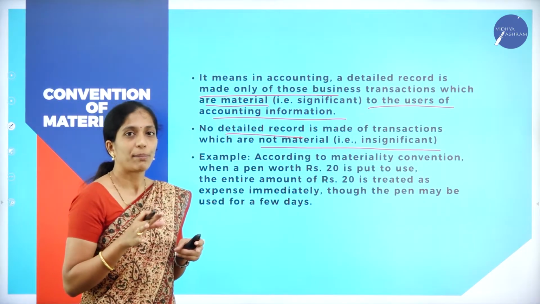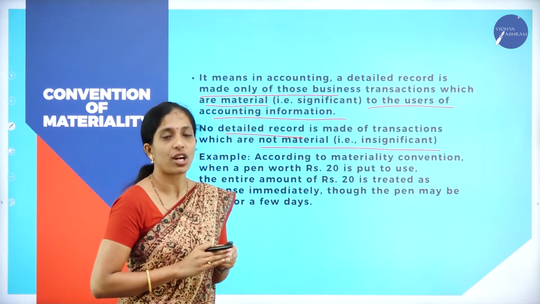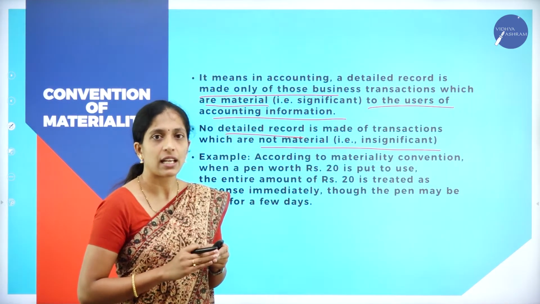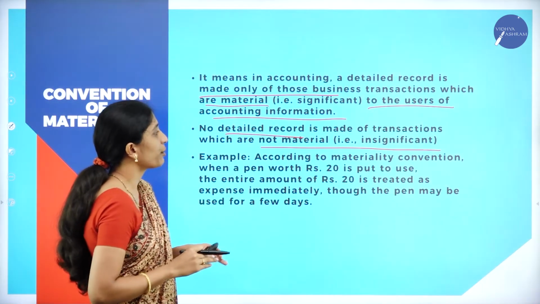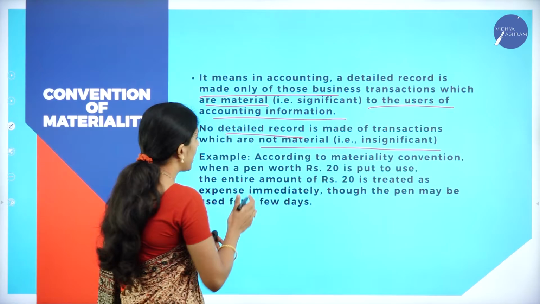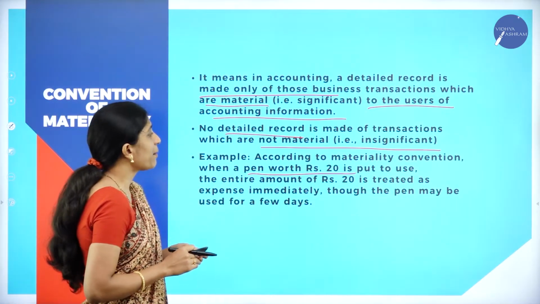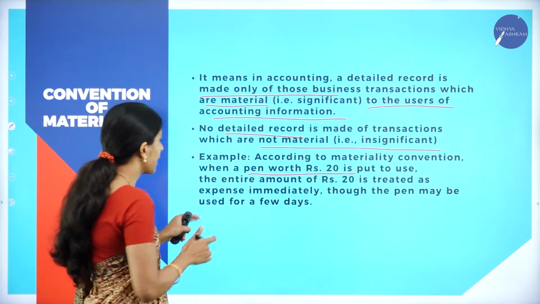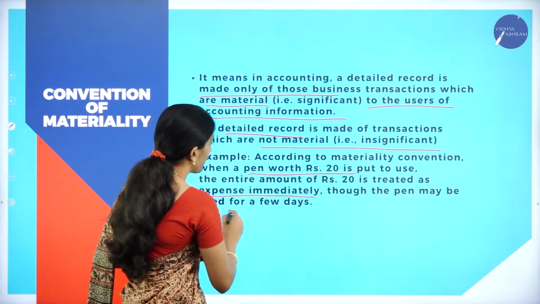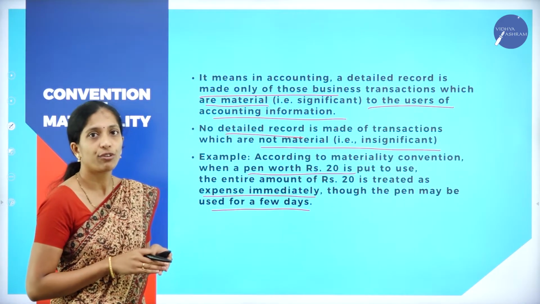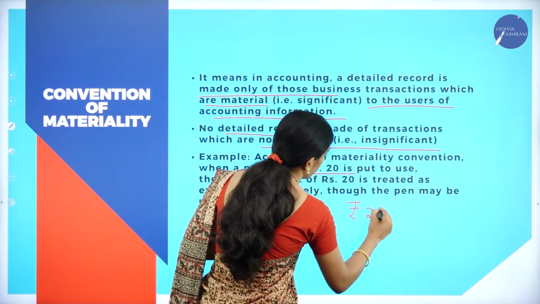So what you have to remember here, under the materiality concept, is that we will take only those transactions which are material in nature while recording in the books of accounts. For example, according to the materiality convention, when a pen worth ₹20 is put to use, the entire amount of ₹20 is treated as an expense immediately, though the pen may or may not be used, or may be used for only a few days. Of course, they have purchased a pen worth ₹20.